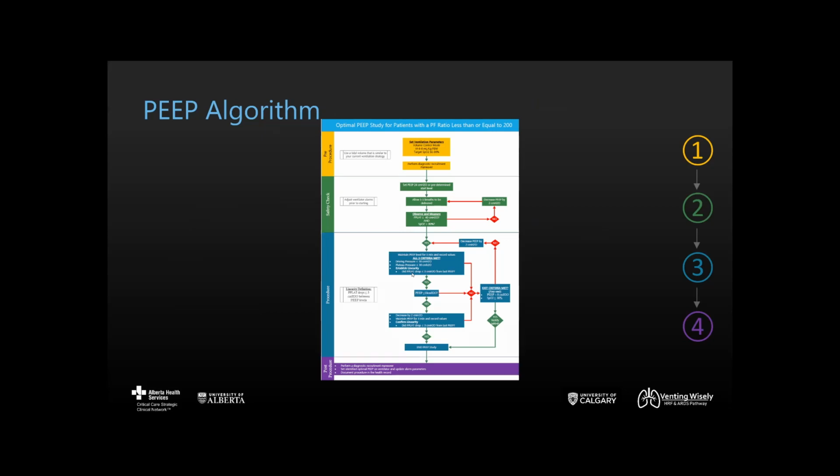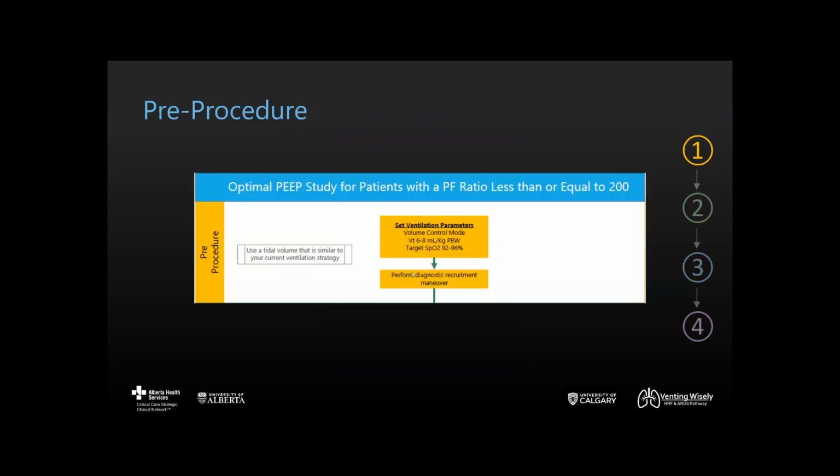We'll be breaking out each step of the algorithm and use actual PEEP table examples to help put it into practice. The algorithm is broken up into 4 parts: pre-procedure, safety check, procedure, and post-procedure.